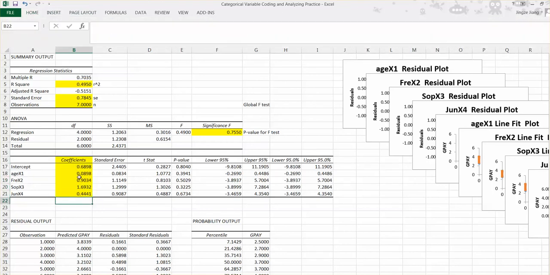For the coefficients column, telling us the value for B0, and so the H is our X1, so the 0.0898 is our B1, and X2 represents freshman, which is the dummy variable we defined, so that corresponds to B2.